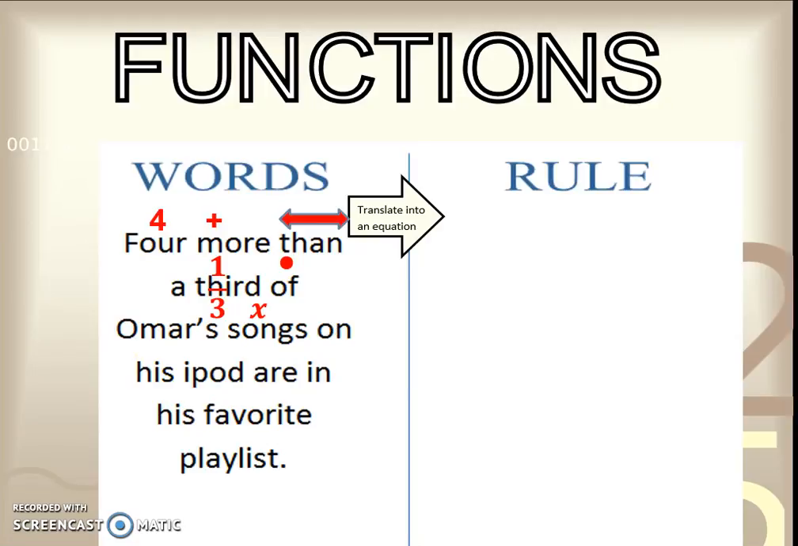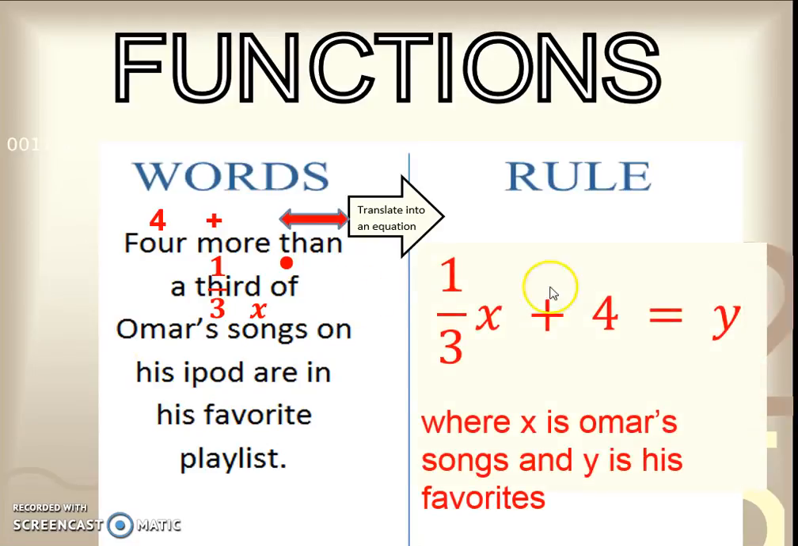Now if we translate that into an equation, that would look like 1/3 x plus 4 equals y, where x is Omar's songs and y is in his favorites. So go ahead and write this down, making sure that you have translated above the statement and you've written down the rule, clarifying what the different variables mean. You can pause the video now if you'd like.